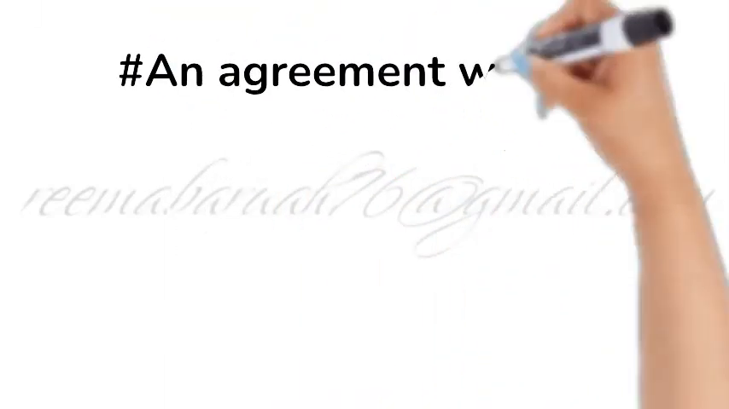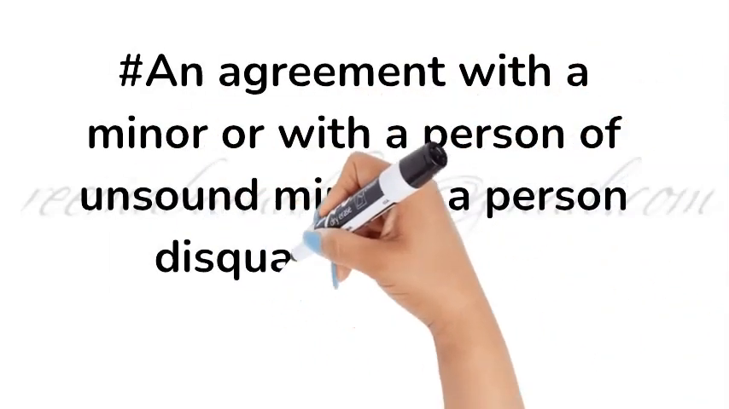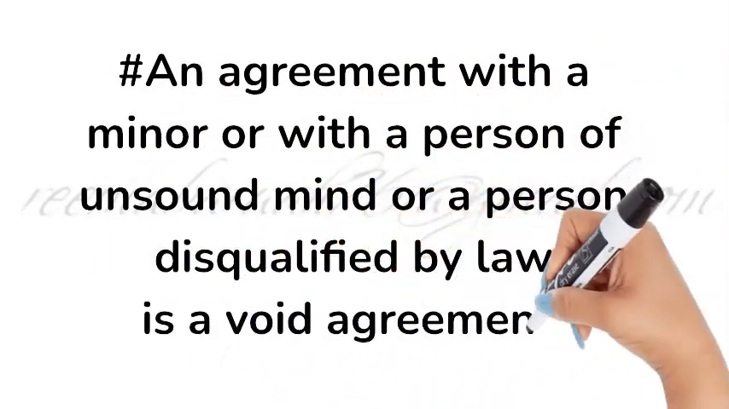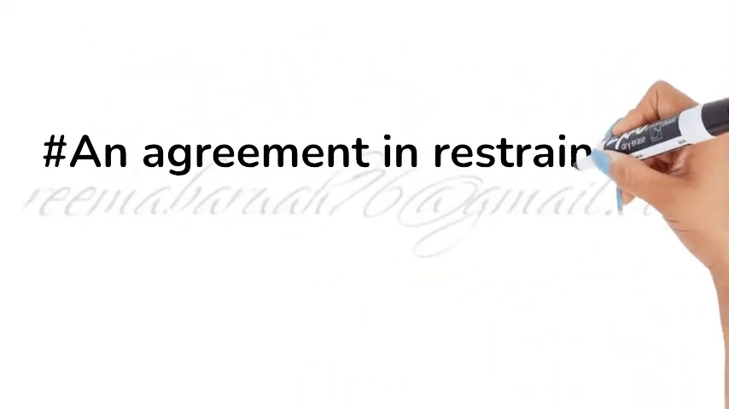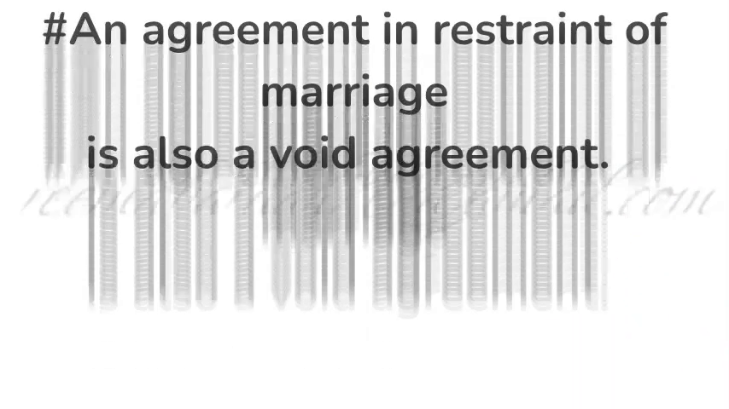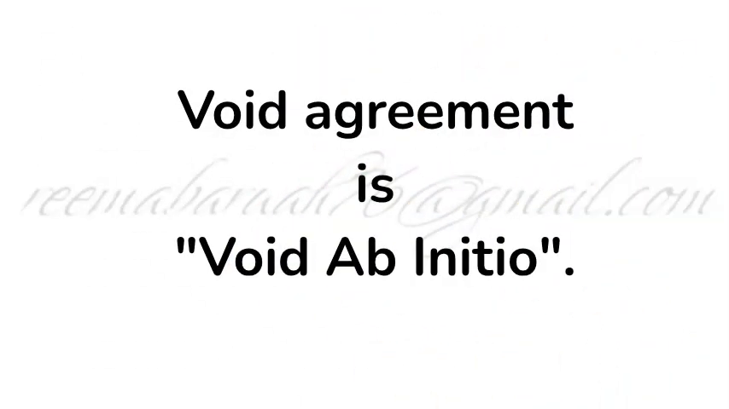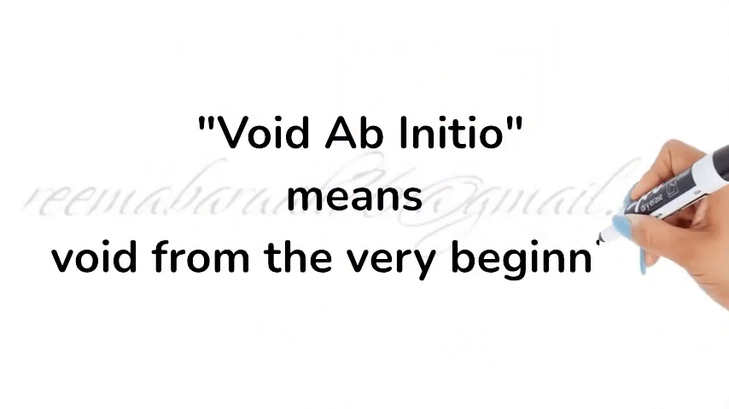An agreement with a minor or with a person of unsound mind or a person disqualified by law is a void agreement. An agreement in restraint of marriage is also a void agreement. Void agreement is void ab initio. Void ab initio means void from the very beginning.